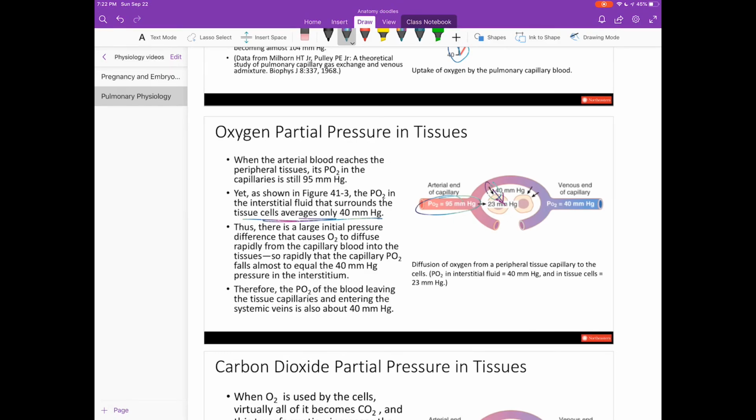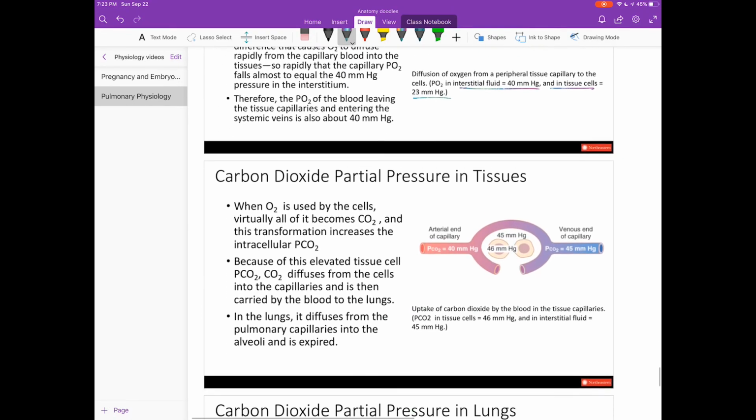Okay, all right. So here's the equation. The partial pressure in the interstitial fluid is 40 and in tissue cells is 23. So oxygen will go from the capillary into the interstitial space into the cells. Right? So we're going down a diffusion gradient. Very simple. So what ends up happening is that on the venous end of the capillary, the partial pressure of oxygen is now 40 millimeters.